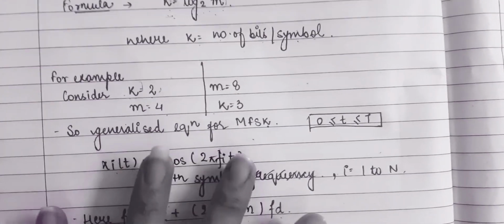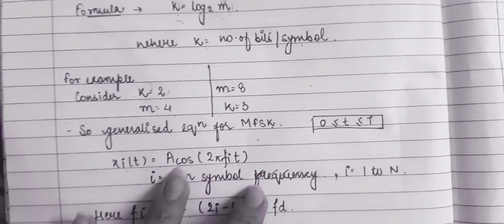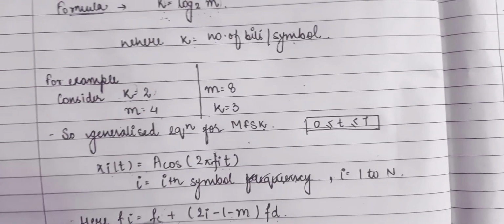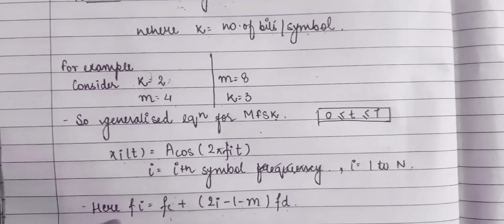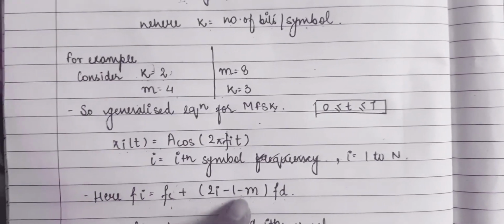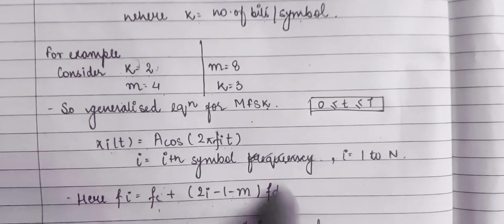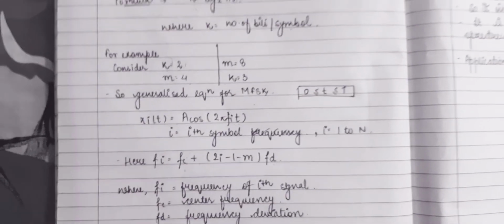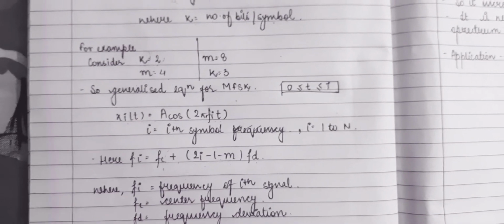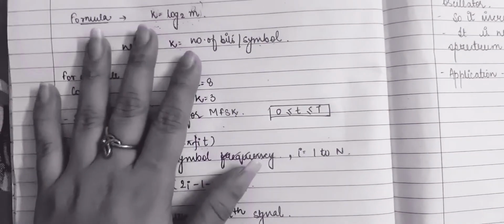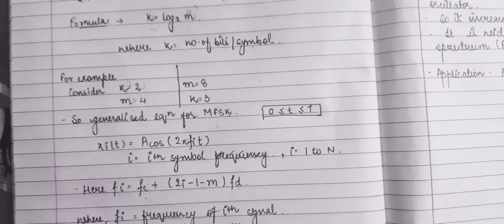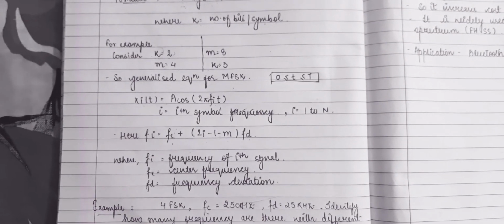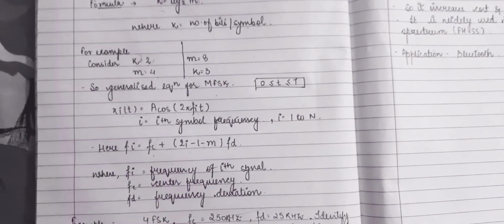Now if we talk about MFSK, here xi(t) will be equal to A cos 2 pi fi t, where i represents your ith symbol and fi represents your ith symbol frequency. Here fi is equal to Fc plus (2i minus 1 minus M) into Fd. This is the formula, where fi represents the frequency of the ith signal, Fc is your center frequency and Fd is your frequency deviation.